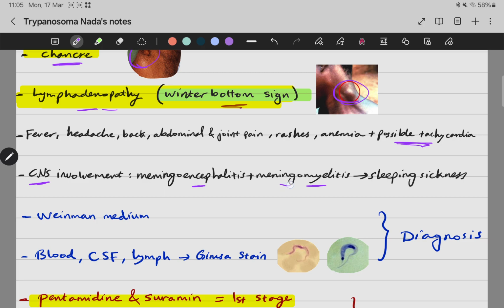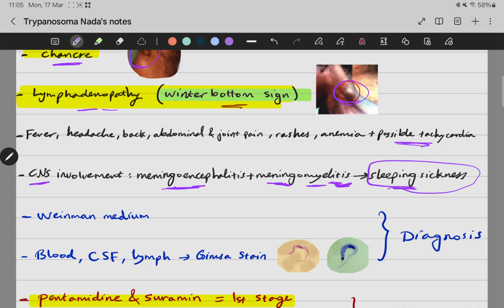Meningomyelitis: meningo means the meninges layer of the brain, and myelitis means the spinal cord infection too. And itis actually means inflammation or infection. So we have an infection of the brain layers and the spinal cord, and meningoencephalitis means the infection of the brain tissue and the meninges related to it. Okay. So as we can see, why do we have sleeping sickness?